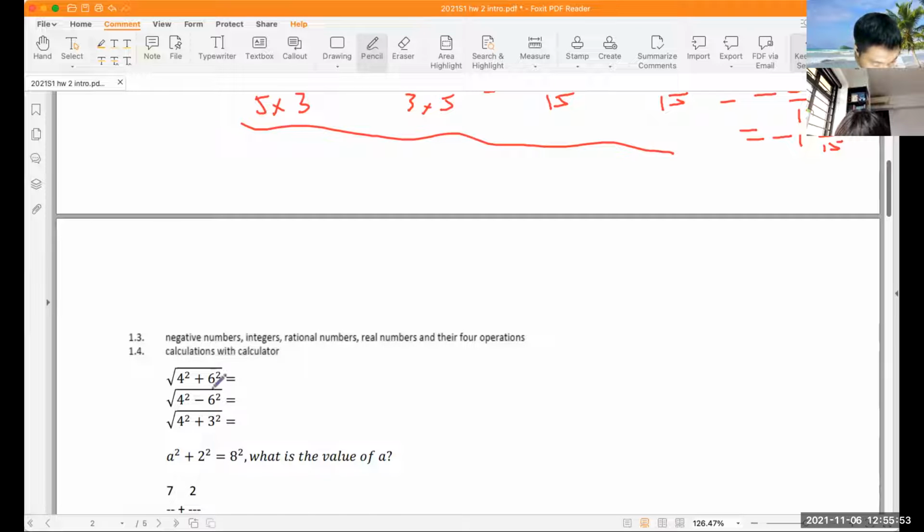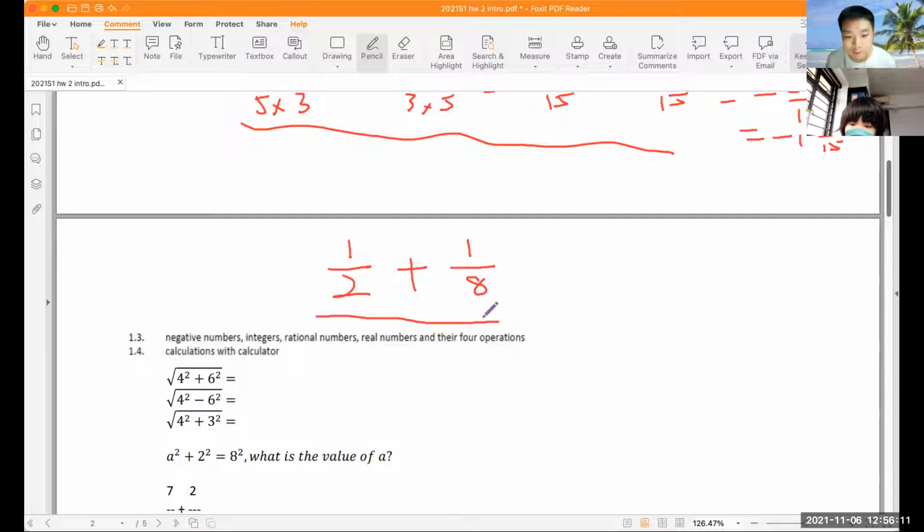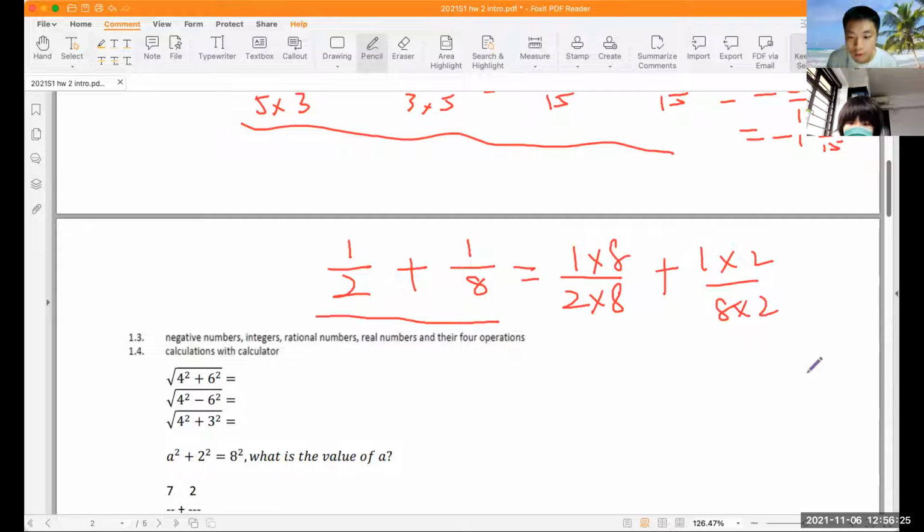By the way, last time I gave my student this question. My student did not learn the concept of LCM. You know what my student did last time? He said, oh, this is 2, this is 8. Simple, I just use 2 times 8, and then 1 times 8, and then plus 1 times 2, 8 times 2. Is this correct or not?